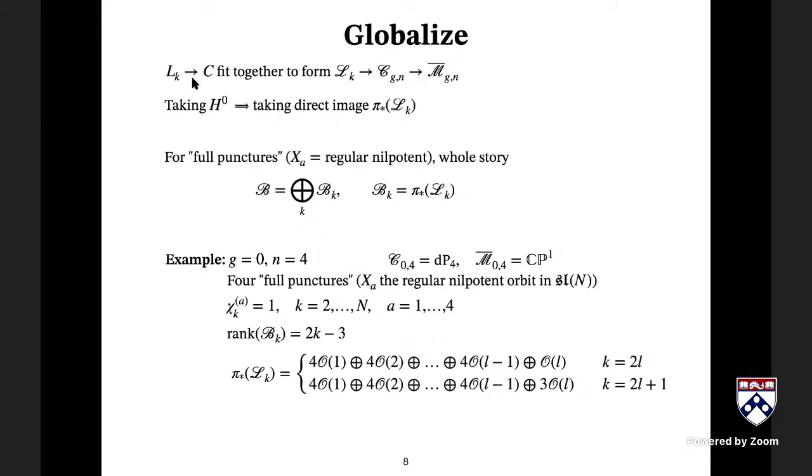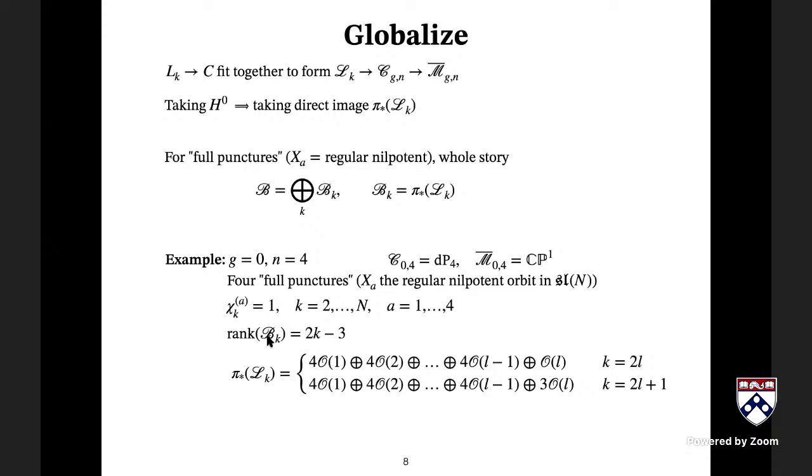So as an example, let's take the 4-punctured sphere. The moduli space of the 4-punctured sphere, as previously mentioned, is just CP1, and the universal curve is a complex surface known as del Pezzo 4. For four full punctures, so again the X_A are the regular nilpotent in SL_N, then all of the chi's, for each of the points and every value of k, are just equal to 1. In other words, we demand that everything vanish to first order at the marked points.